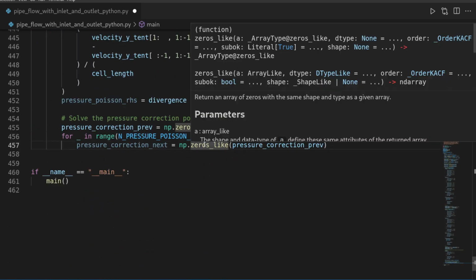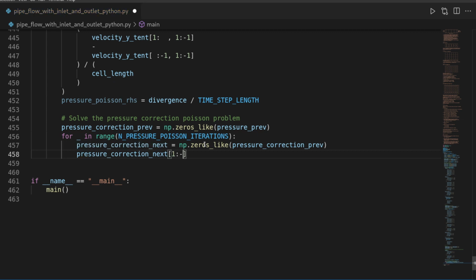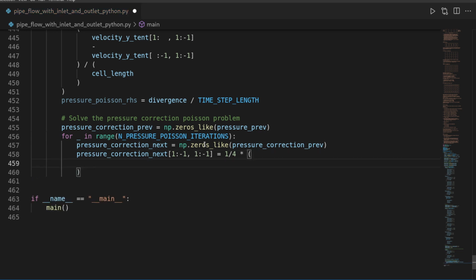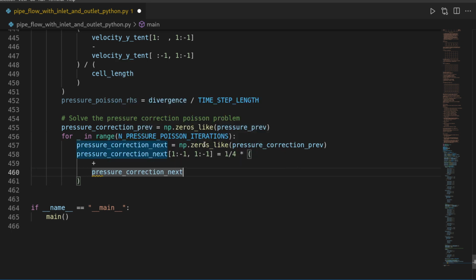So let's code that down and say that the pressure correction next at the interior is going to be given as 1/4, because the value in the center has the prefactor of 4. And then we have here the 4 components in our 5-point stencil which are not the center. So remember that from the diffusion that we did on the velocities in x and y direction.